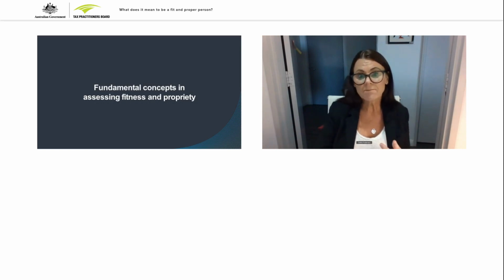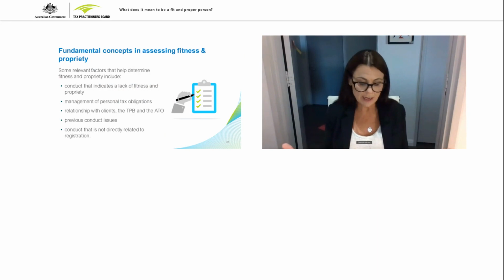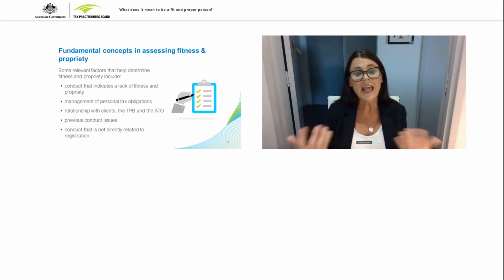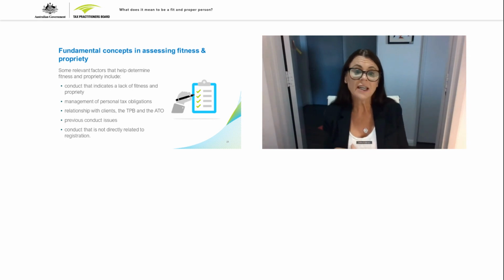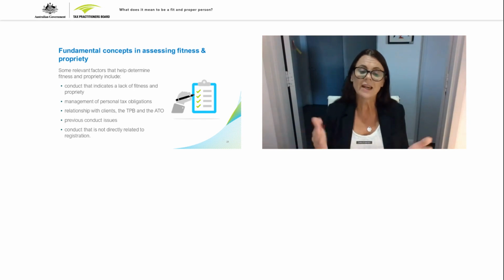Some relevant factors that help us to determine fitness and propriety include conduct that indicates a lack of fitness and propriety, how a tax practitioner manages their personal tax obligations and that of their related entities, their relationships with clients, TPB and the ATO, previous conduct issues that we may be aware of, and conduct that is not directly related to registration as a tax practitioner. And I'm going to go into each one of those factors in a bit more detail now.